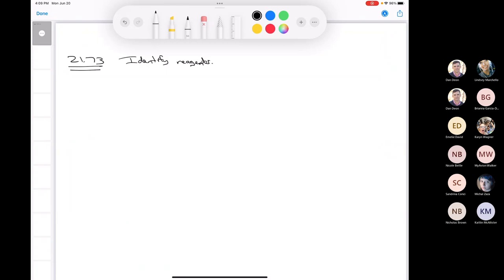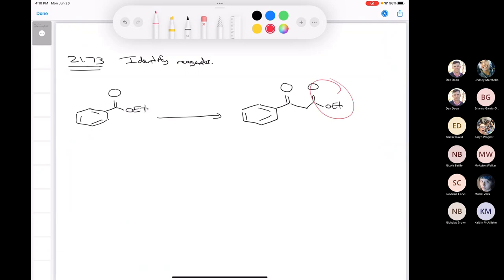So the first one is starting out with ethyl benzoate. So we draw the structure of ethyl benzoate, and we covered ester nomenclature earlier on in the class. And then we want to take ethyl benzoate and we want to add some carbons to it so that we end up with a beta keto ester. So that looks like this. We have an ester on the far right-hand side of the molecule. So here's our ester. Then we have the alpha carbon, the beta carbon. So this is a beta keto ester.